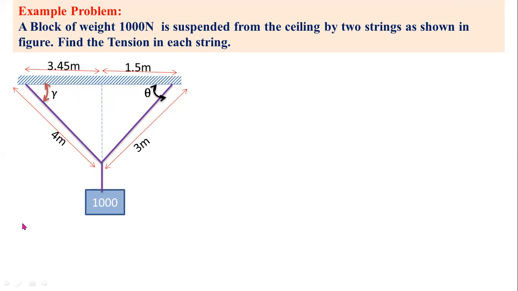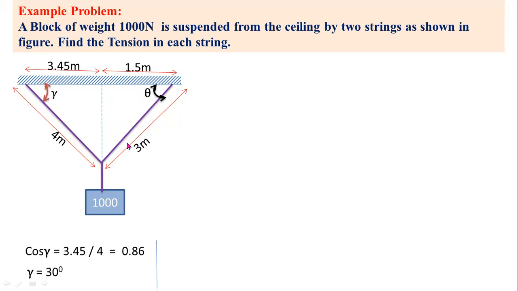So you have to consider cos gamma. Cos gamma equals adjacent side divided by hypotenuse. Here the adjacent side is 3.45 divided by the hypotenuse value 4. So cos gamma equals 0.86. Now gamma equals cos inverse of 0.86. So gamma equals 30 degrees. So the angle is gamma equal to 30 degrees.